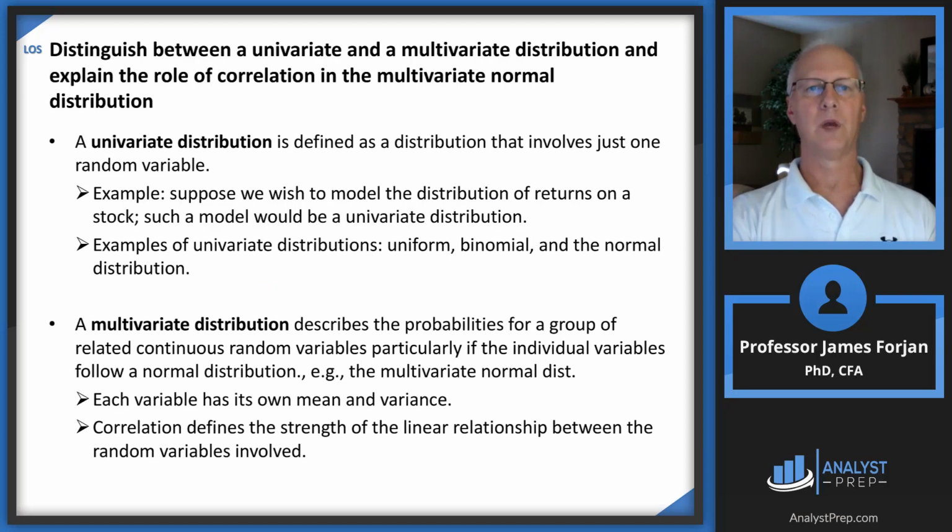How about the difference between univariate and multivariate? Uni just means one, so that's going to be one random variable. And multivariate means that we're going to consider a group of related continuous random variables.